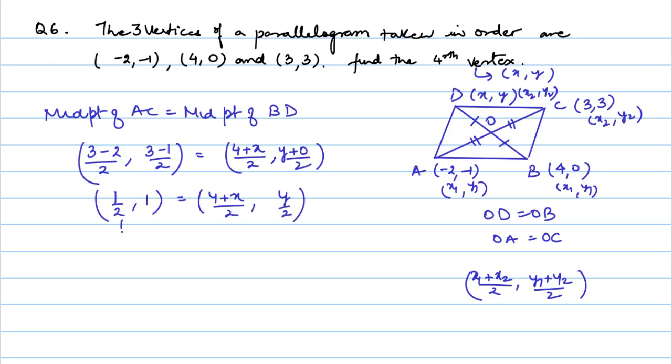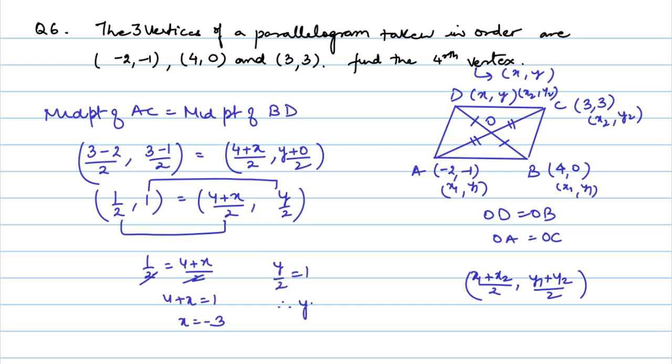Equating the corresponding terms, half is equal to 4 plus x by 2. The 2 and 2 get cancelled. We have 4 plus x is equal to 1, therefore x equals minus 3. Similarly, y by 2 equals 1, therefore y equals 2. Therefore, what are the coordinates of the fourth vertex? Minus 3, 2.